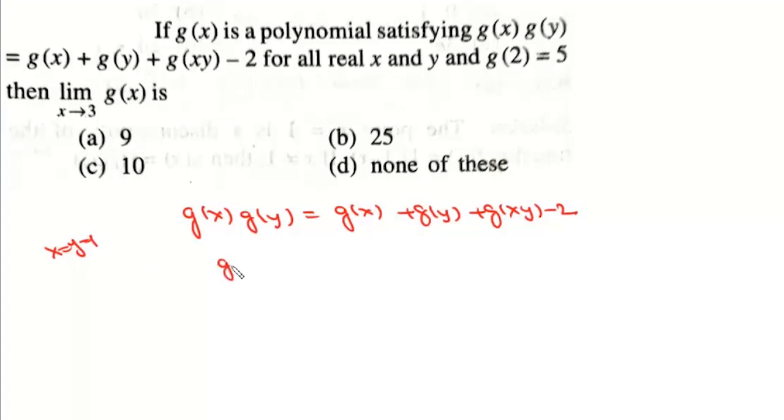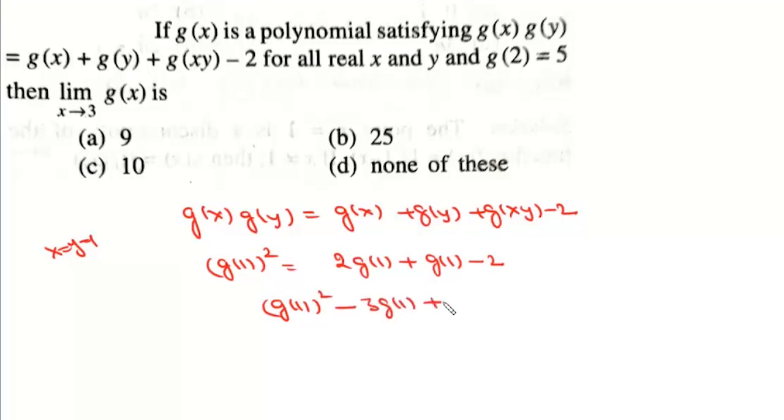We can write g(1)² will be equal to 2 times g(1) plus g(1) minus 2. So it will be g(1)² − 3g(1) + 2 = 0. That means the value of g(1) is either 1 or 2.